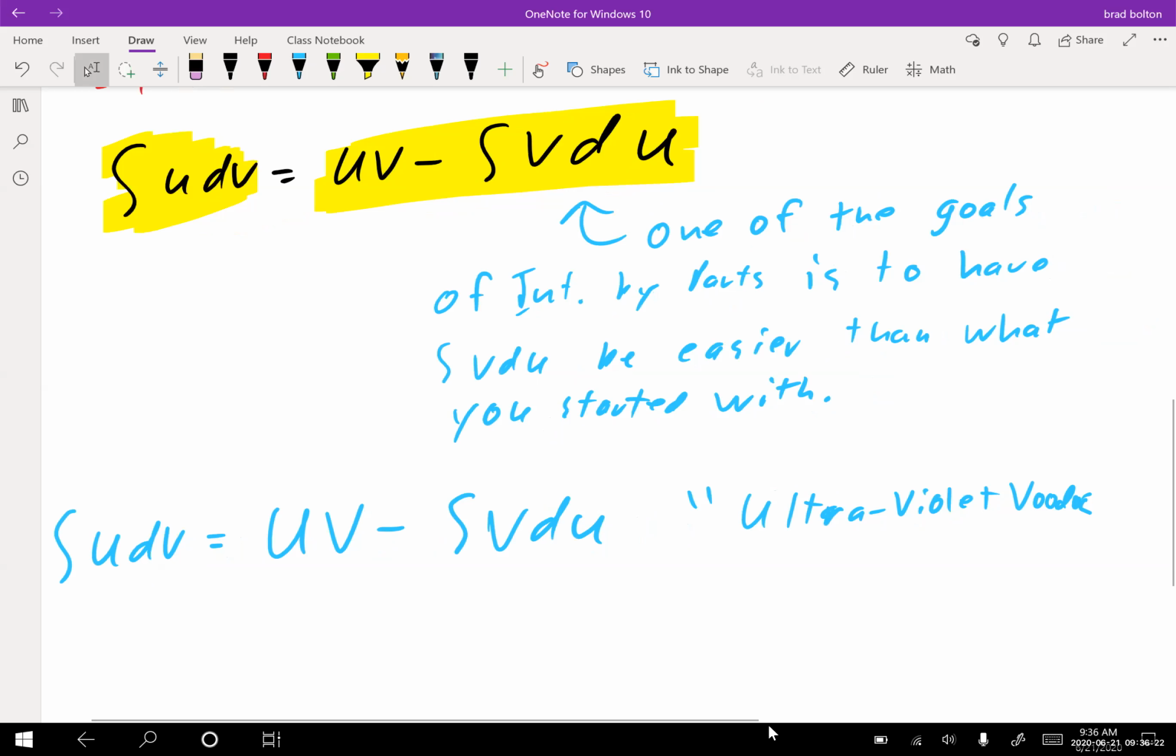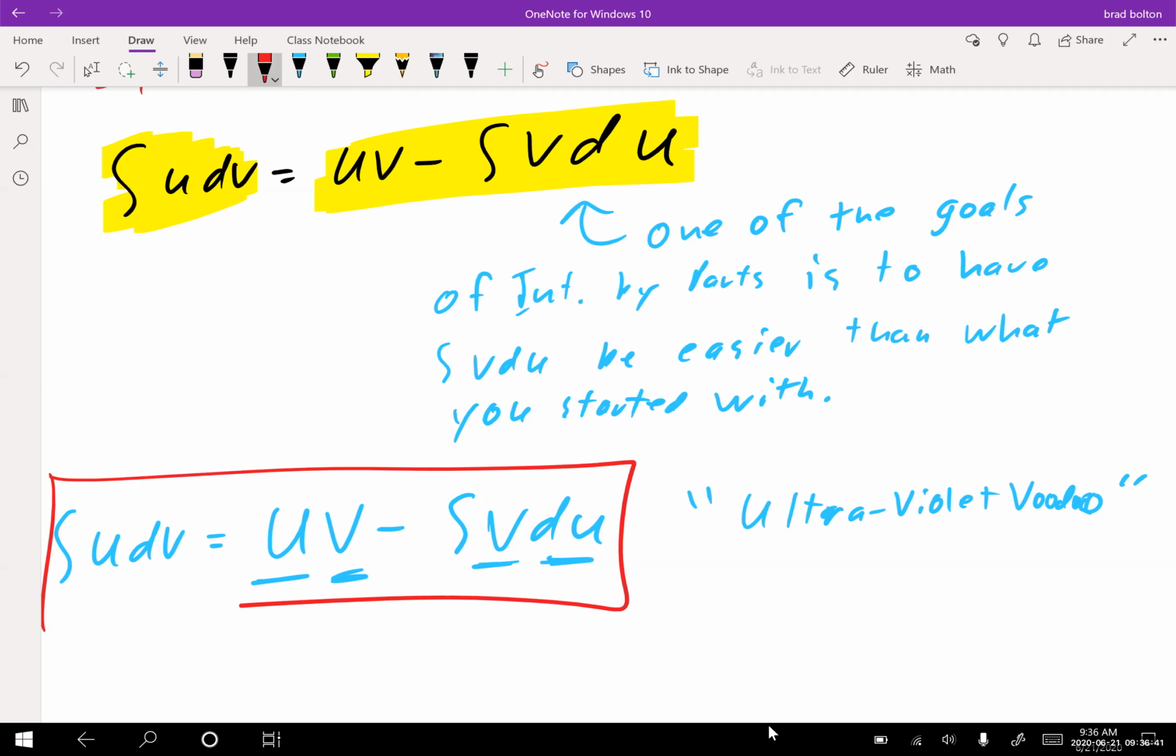Ultraviolet voodoo. So ultraviolet voodoo: UV minus the integral of V dU. So that's not actually a math thing. That's just some way to help you memorize it. It just makes it easier and faster for you to deal with. But I just wanted to reiterate that this is the formula we need.